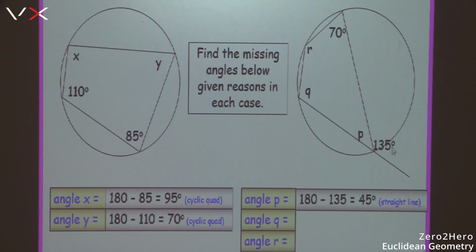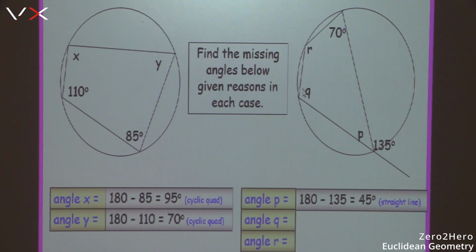So I've already found P by using my grade 8, grade 9 knowledge. I don't lose sight of my basics. The angles in a straight line are supplementary. So P plus 135 is equal to 180, hence P will be equal to 45. I've used a straight line.